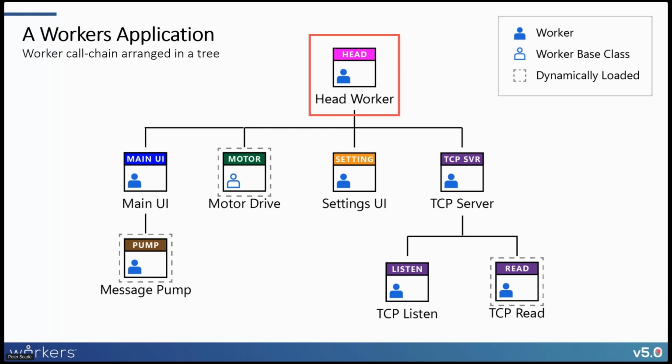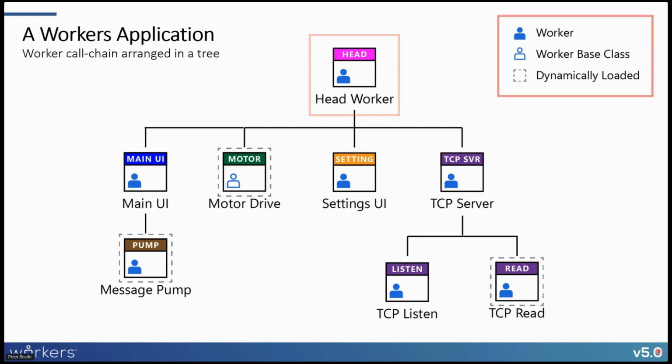So what you see here is the call chain of all the workers in a workers application. To start a workers application, you would launch the head worker, and then it in turn loads the other workers that are attached to it. And this process will then continue all the way down the tree.